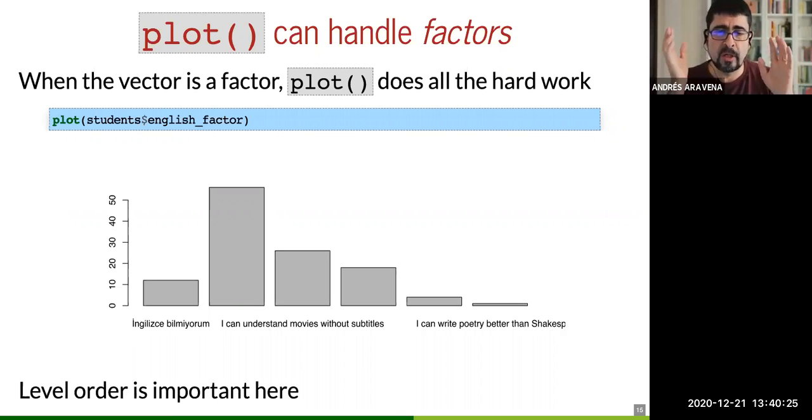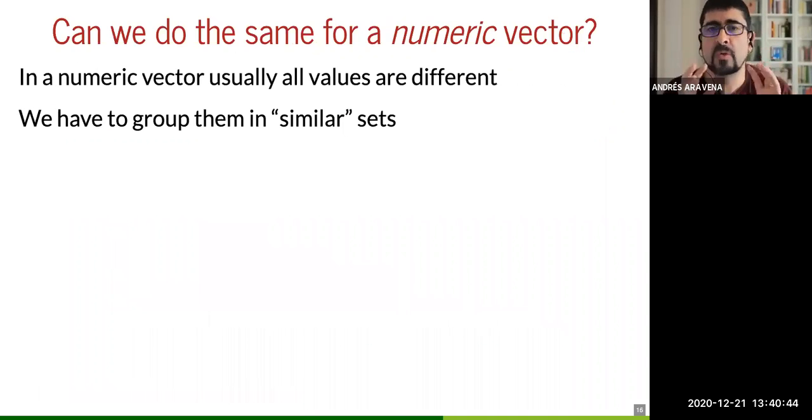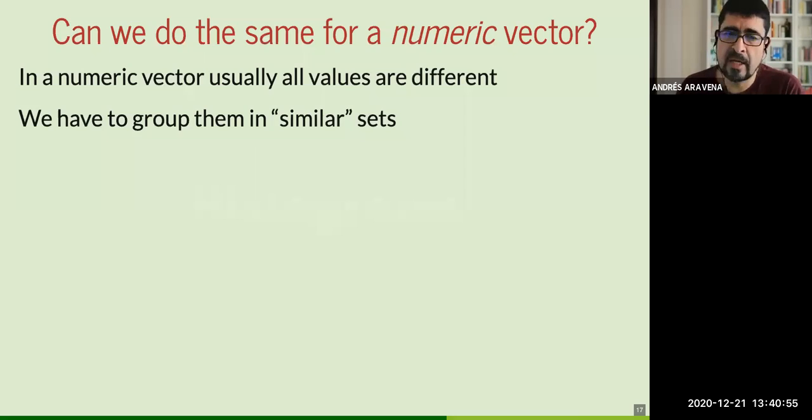Here, you either know English or you don't know English. You are either a beginner or you understand movies without subtitles. There is no in between. With numbers, you can always have something in between. So what we need to do with numbers is group numbers that are similar together and then count them. And that idea has a name: it is called a histogram.